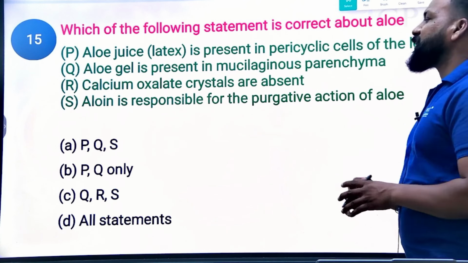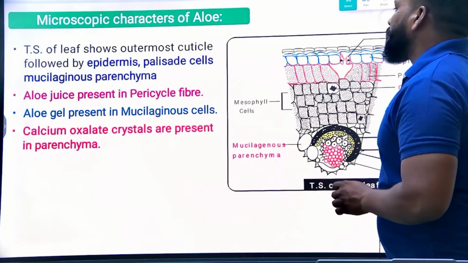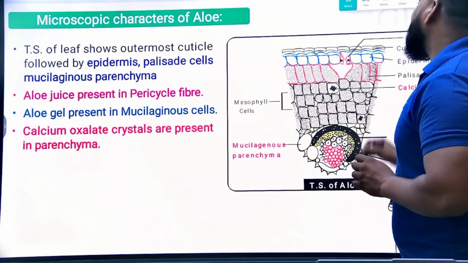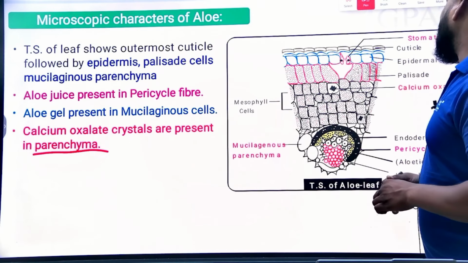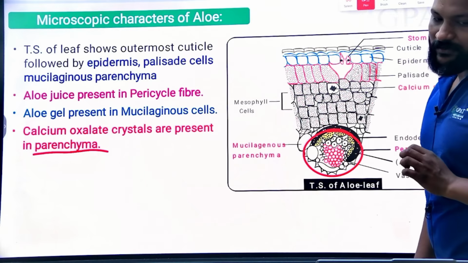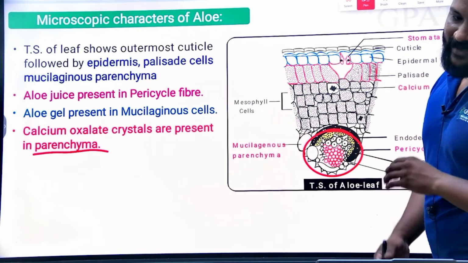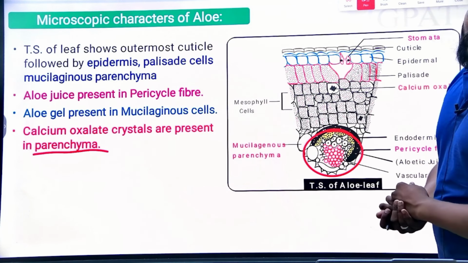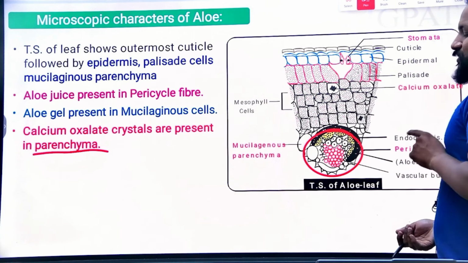The right answer will be PQS only. Statement R is wrong. Calcium oxalate crystals are absent, that statement is wrong here. Because it contains calcium crystals in the parenchyma. They are present in the parenchyma. Here itself in the mucilaginous parenchyma, we do contain calcium oxalate crystals. Except for that, all are correct. Clear? It is present in the pericyclic cells, but it does contain calcium crystals, especially in the parenchyma.